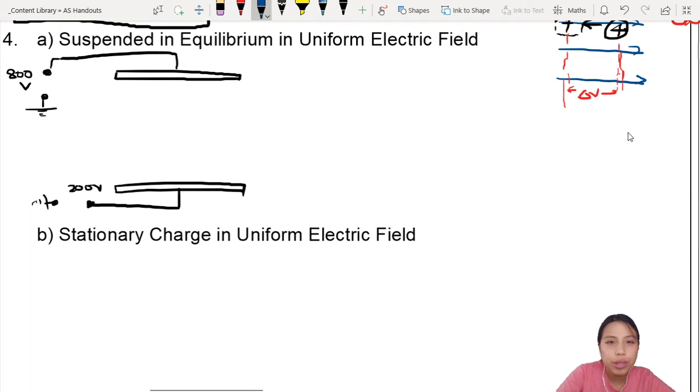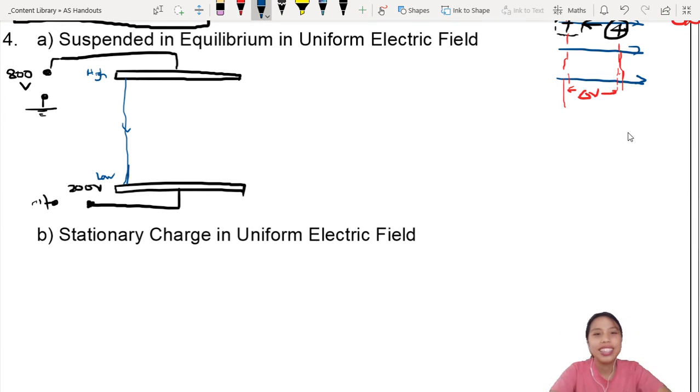Which one is at higher potential? The top one, high potential, lower potential. So you can draw electric field lines like that, straight electric field lines. I won't draw all of them, but you get the idea. There will be electric field lines going from top to bottom, because up here is our 800 volt plate and down here is our 200 volt plate. Sliding downhill, remember we talked about that? The positive charge will slide down.